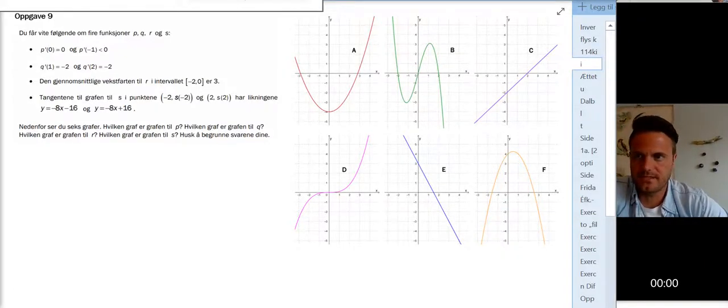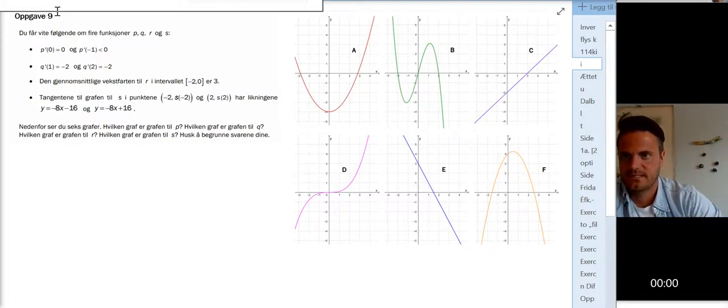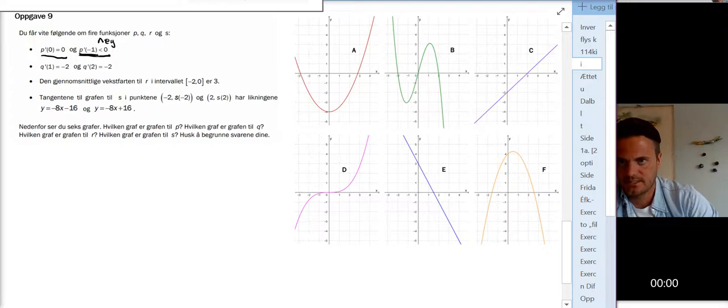Exercise 9 in booklet 1. Here we get the following information about the four functions p, q, r, and s. Let's start with the first point. P'(0) is 0, and P'(-1) is less than 0, which means that this is negative, right? There's a lot of information here, and we want to find the graph which fits each of these functions.